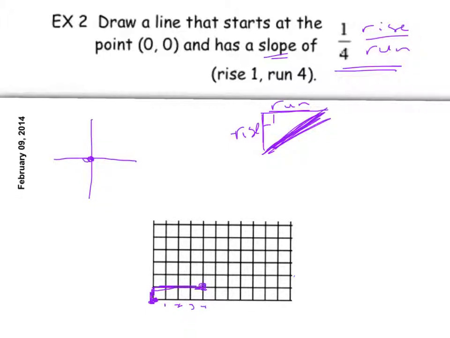And that's going to be my next point. And then I'm going to do it again. And I'm just going to keep going, drawing these triangles. And I ran out of space, so I'm just going to go 1 past it and connect. And there is my line that goes through 0, 0 that has a slope of 1/4 because I went up 1 and over 4 and up 1 and over 4. So it's a series of similar triangles, 1 to 4.